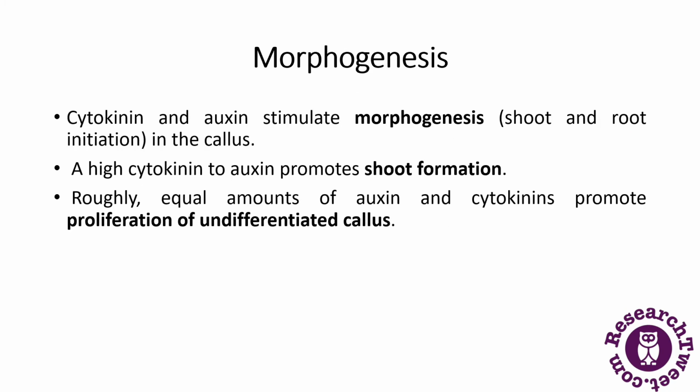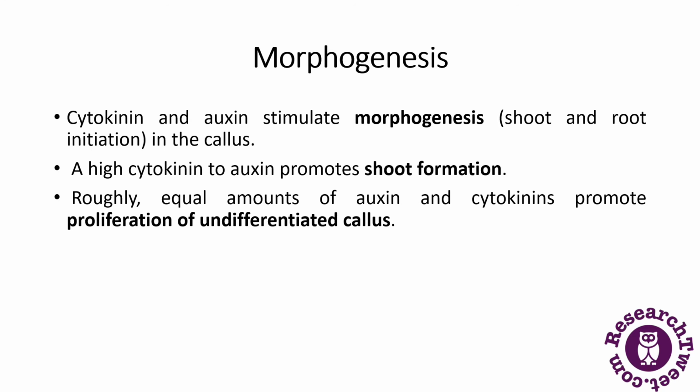So the next slide is talking about morphogenesis. Cytokinins and auxins stimulate morphogenesis, that is shoot and root initiation in the callus. So when auxin, another plant hormone, is present at a high auxin to cytokinin ratio, the callus will initiate root formation. And if there is a high cytokinin to auxin ratio, then it will promote shoot formation.